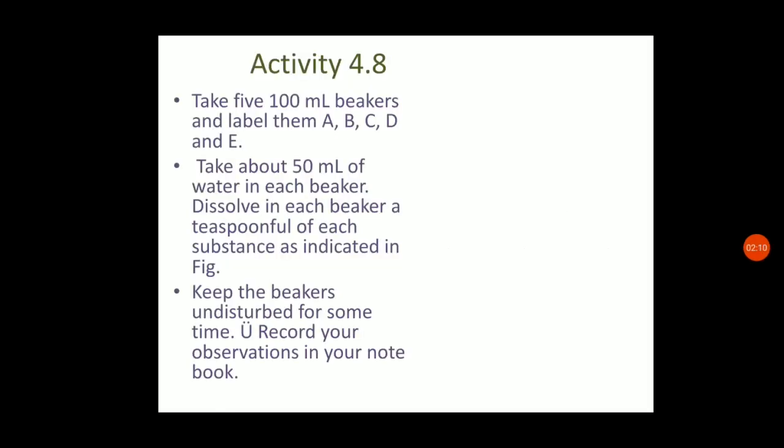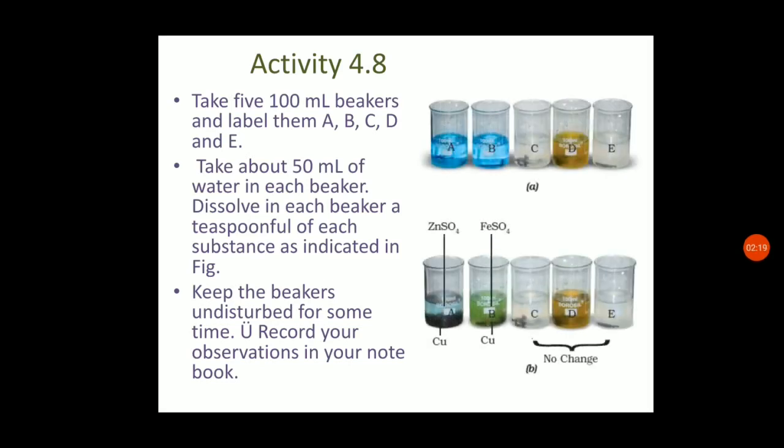Next, we have an activity, that is activity 4.8. Here what you have to do? You have to take 100 ml beakers. Totally 5 beakers you have to take, and you have to name them as A, B, C, D and E. And in each beaker you add 50 ml of water and you dissolve a spoonful of each substance as indicated in the figure. Keep the beakers undisturbed for some time and record your observations.